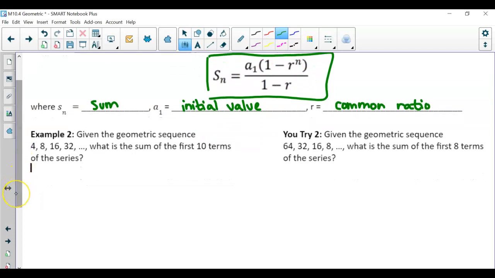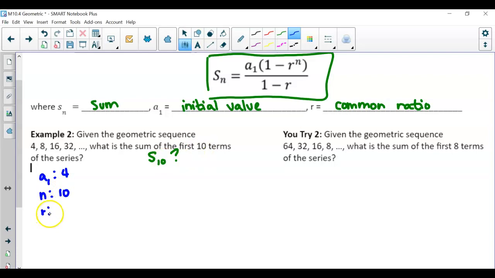So for example, here you're given this geometric sequence starting at 4. What is the sum of the first 10 terms of the series? So here again, we're looking for the sum of the first 10 terms. That's what we're looking for. In this case, we need our first term, a sub 1. Well, a sub 1 is 4. We also need n. Well, n is 10, because that's the first 10 terms that we're finding the sum of.